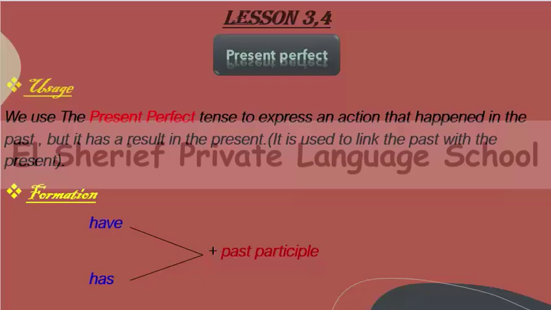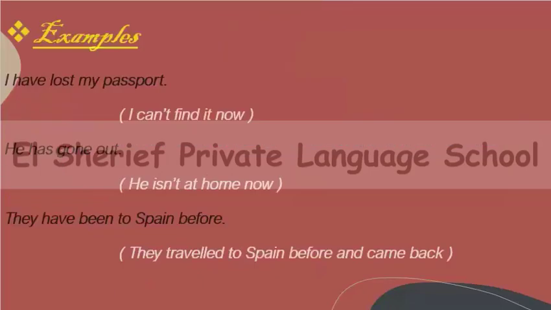Okay, what about the form of the present perfect? Present perfect consists of have or has plus past participle. Have or has plus past participle. Okay, some examples. I have lost my passport. This means that I lost my passport in the past and I can't find it now.